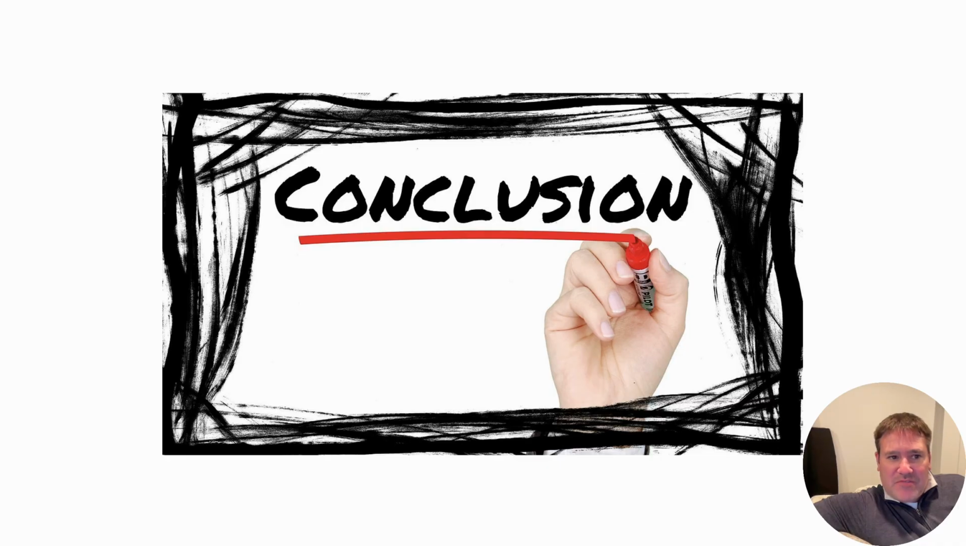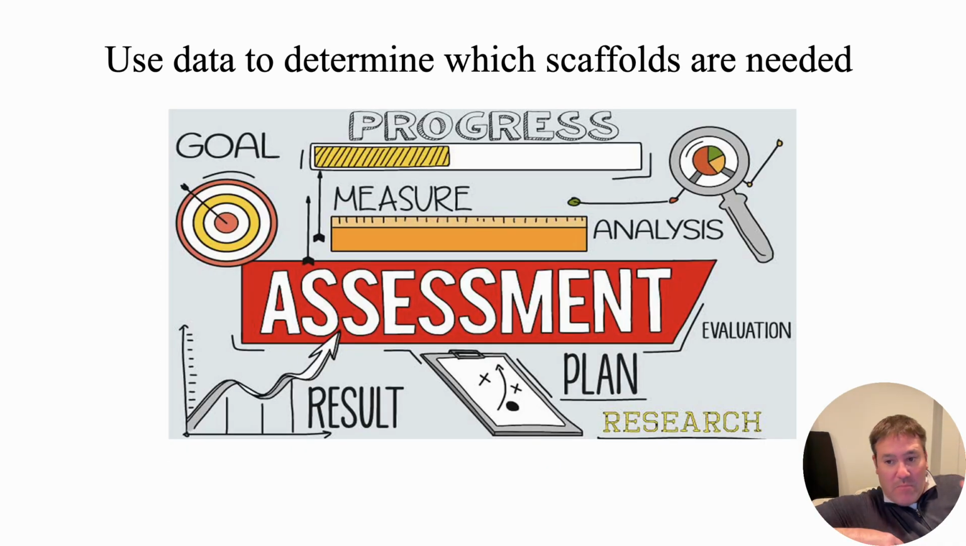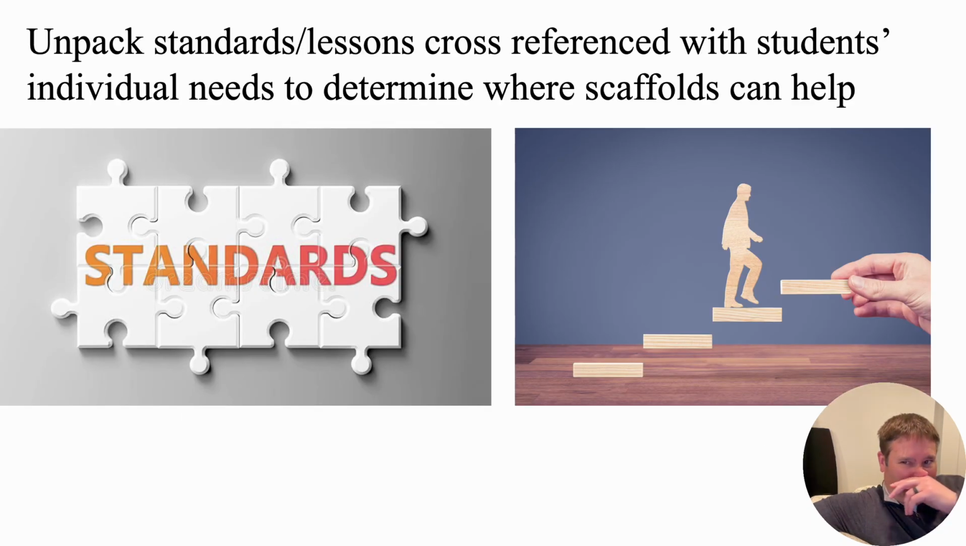All right, so let's wrap up this video. Remember, using data to determine which scaffolds are needed is really, really important. It's one of the most important things, because otherwise I'm just guessing what might be needed and what might make sense for students. I want to pay careful attention to the standards, to the lesson requirements, and cross-reference with students' individualized needs to make good hypotheses about where the scaffolds or adaptations could be needed.